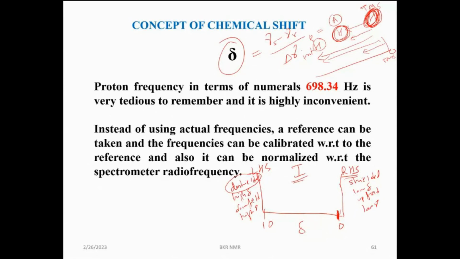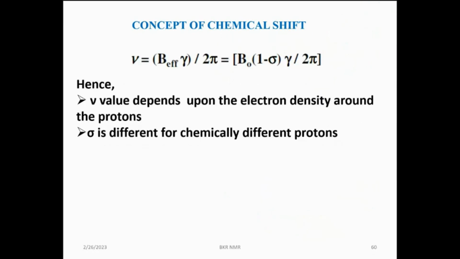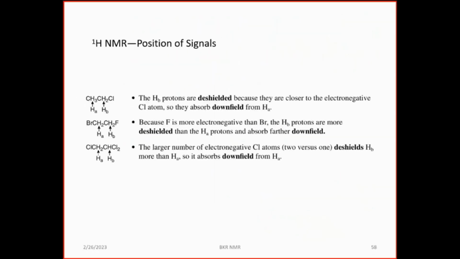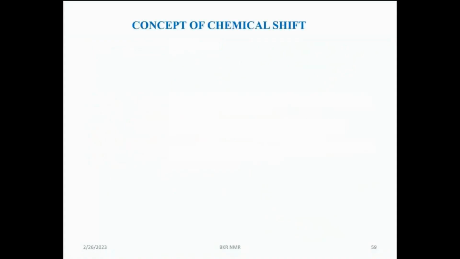So why am I different from the TMS? Is it the electrons just surrounding me? So this is what is known as the concept of chemical shift. Why am I shifting from one place to another? I am not in the same place. Hydrogen, I am a hydrogen. All are H.